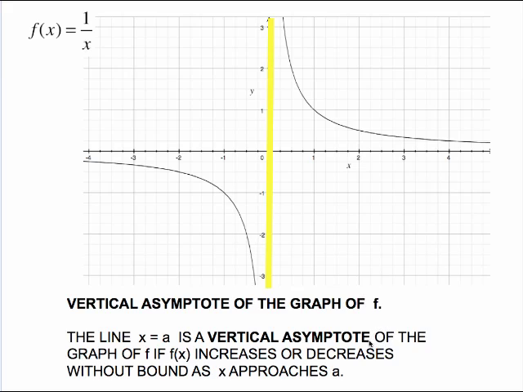The definition of a vertical asymptote is where the graph increases or decreases without bound as x approaches a. A is this right here. A is my asymptote right here. So this is getting closer and closer. It's increasing without bound. This coming in from this direction is decreasing without bound. That's what makes this an asymptote.